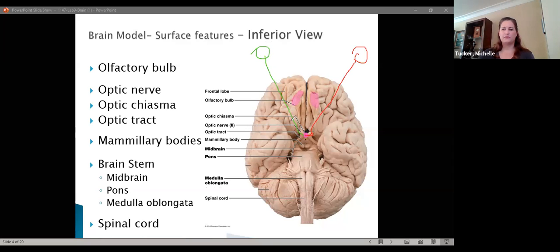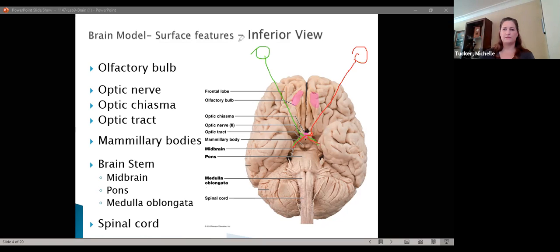So the optic nerves often get cut off in the dissection. They look like little stumps in the brain model, but they do connect all the way out to the eyes. And then at this optic chiasma, some of the fibers will cross over, and then some will stay on the same side. This gives you that stereo vision. So some of these nerve fibers will cross over and some will stay on the same side.